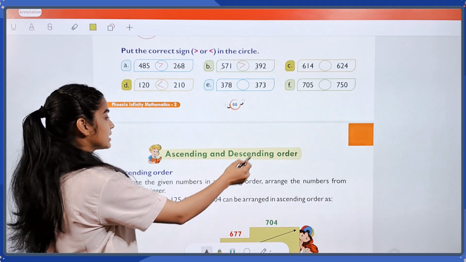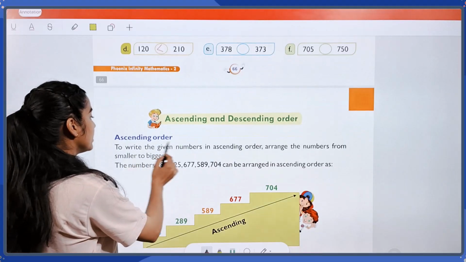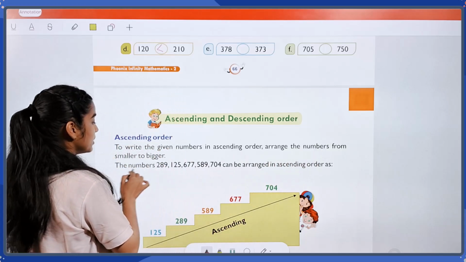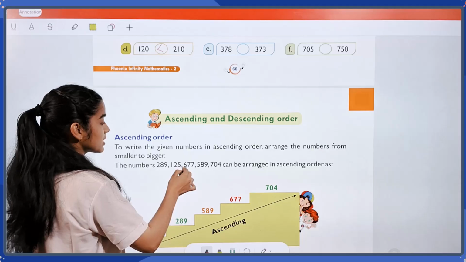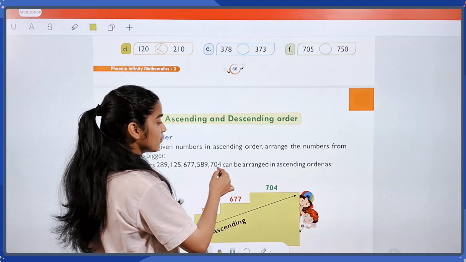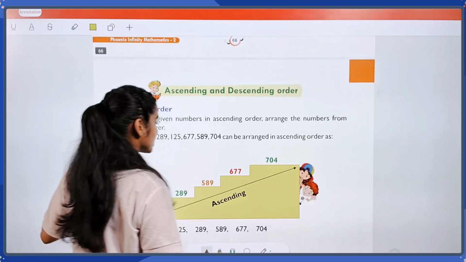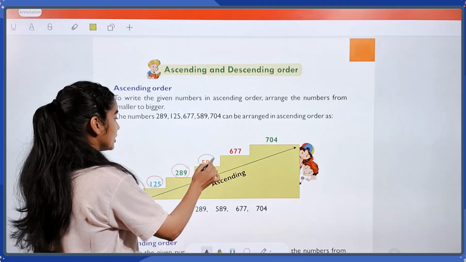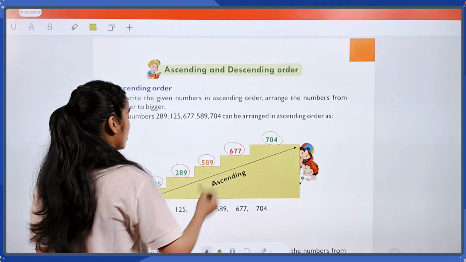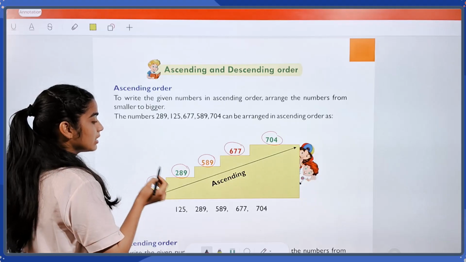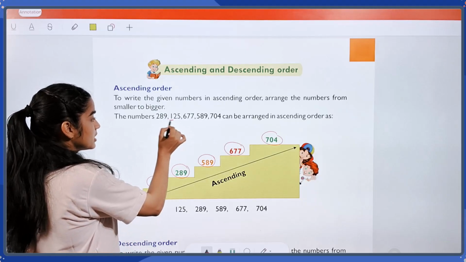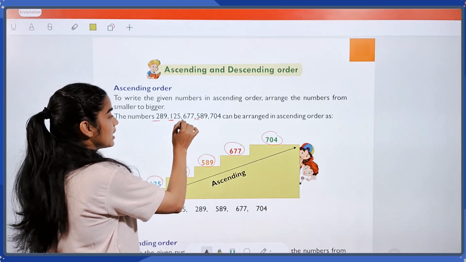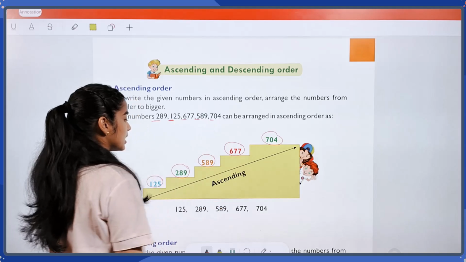Now ascending and descending order. Ascending order: to write the given numbers in ascending order, arrange the numbers from smaller to bigger. The numbers 289, 125, 677, 589 and 704 can be arranged in ascending order. So the smaller one is 125, then 289, 589, 677 and 704. How can you check? First, you have to see the hundreds position of the number. So 1 is the smaller one among these. Then we have 2. Then we have 5. Then we have 6. And then we have 7. So this is the ascending order.